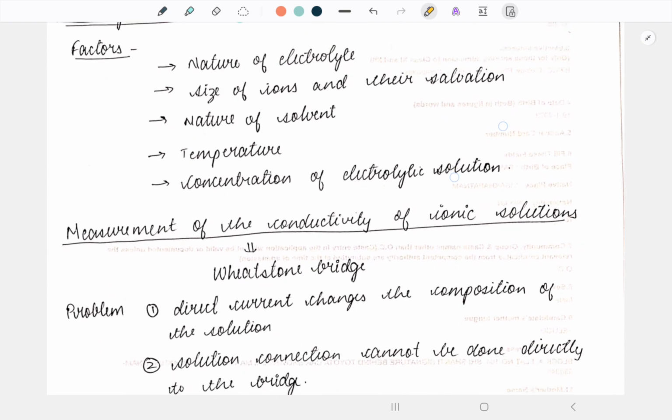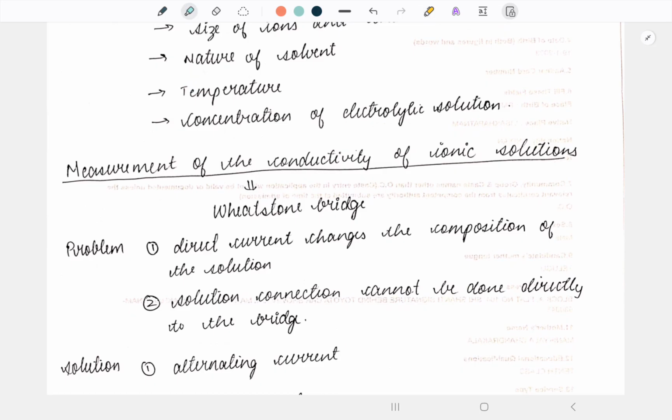Next, we will study about the measurement of the conductivity of ionic solutions. How do we actually measure the conductivity of ionic solutions? So the unknown resistance of a conductor can be measured easily using Wheatstone bridge. However, the resistance of an ionic solution from which we calculate its conductance will be difficult to measure. So in order to measure the resistance of an electrolytic solution, the Wheatstone bridge is used.